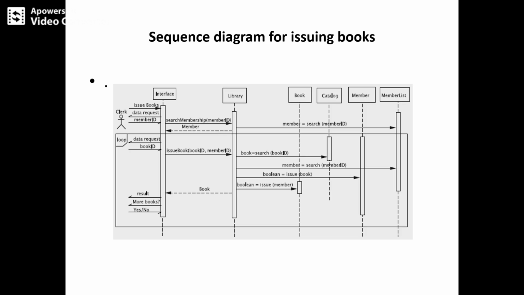So this is a simple way of representing sequentially how we can issue a book, what data are important, and how the actor performs, which here is nothing but the library staff, and how the system responds to the user request. So this is the complete scenario of the sequence diagram for issuing a book.